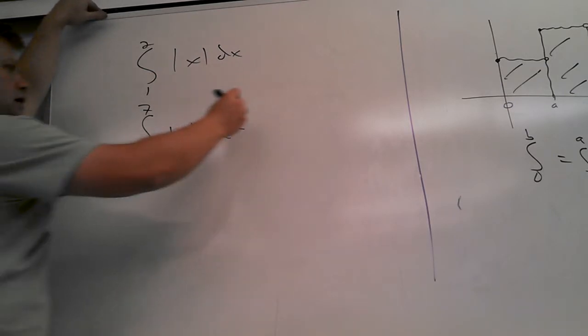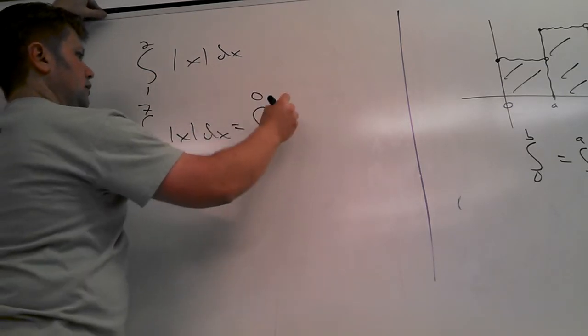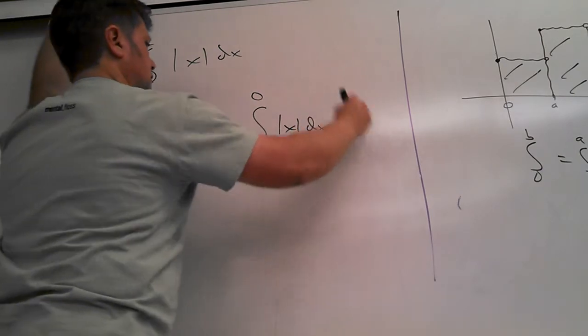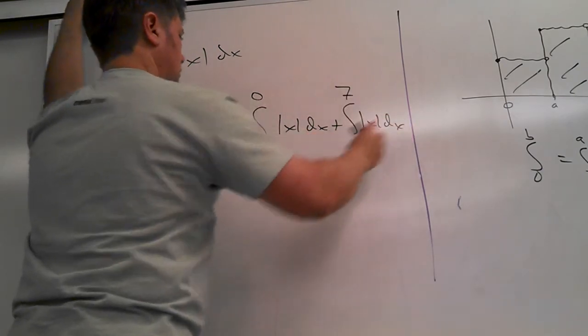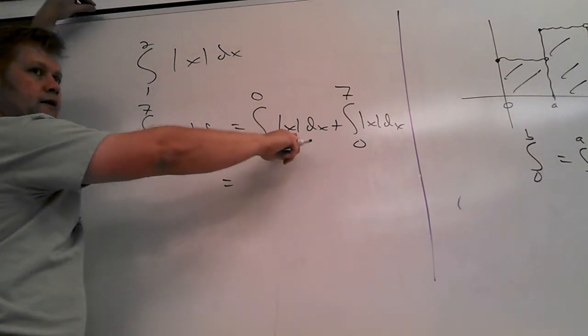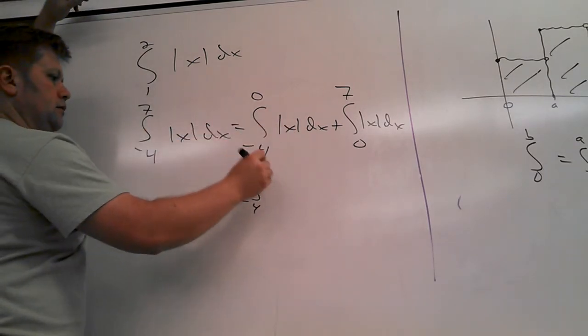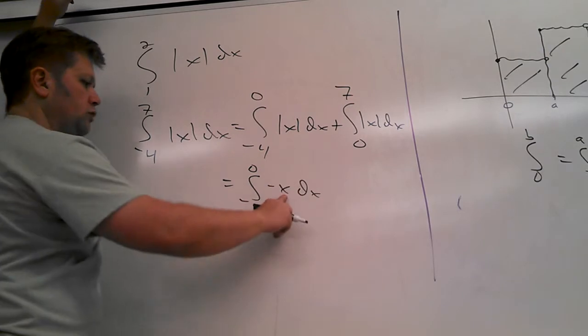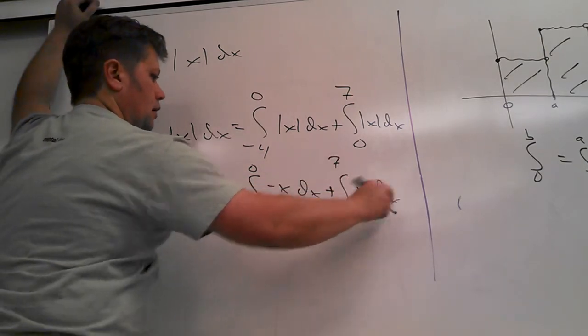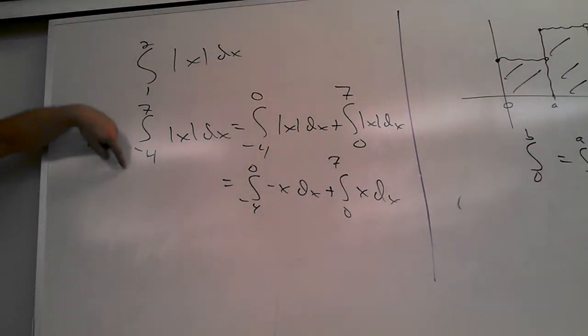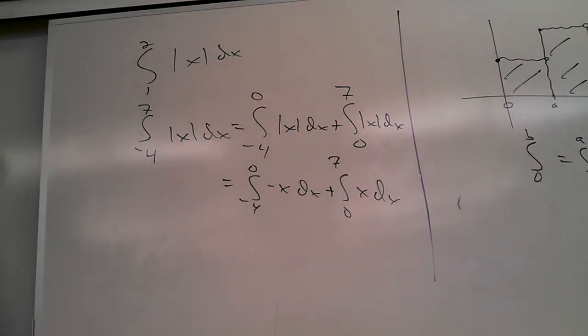Okay. So they can say this is -4 to 0 plus 0 to 7. Now, for negative numbers, what's the absolute value of x? Negative x. I love it. Now, this is the true nature of the absolute value coming out. It's not a single function. It is 2 separate functions, depending on where you are on the number line. And then you just do those 2, and you add them.